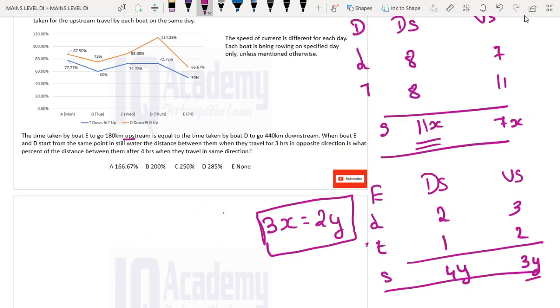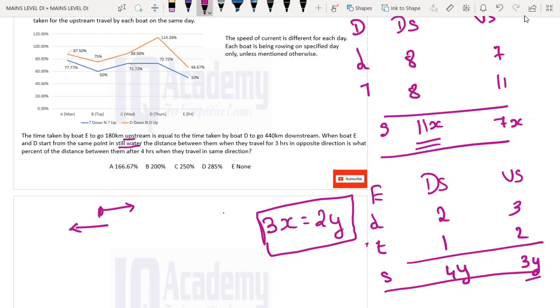And when both E and D start from the same point in still water, still water means there is no current speed, just the boat speed. They go just with the boat speed. If they travel just with the boat speed, we need the distance between them when they travel for 3 hours in opposite directions. So here both are going in opposite directions with just the boat speed.